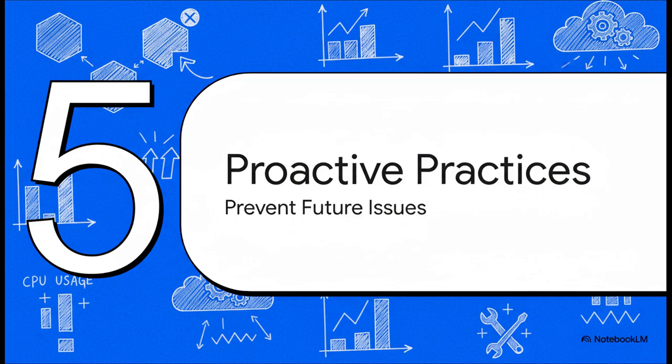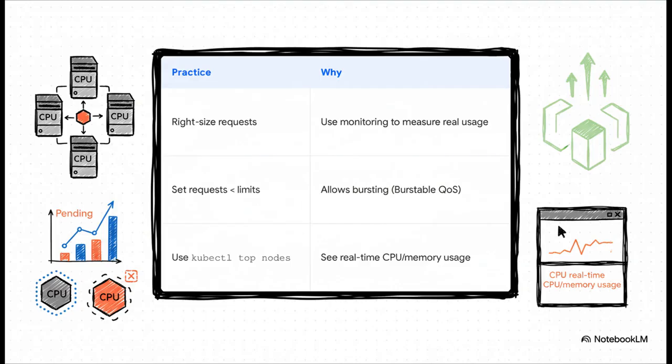Okay, so we know how to react when this happens. But what's even better, preventing it from happening in the first place. If you can get into a few good habits, you'll save yourself a ton of debugging time down the road. So what are these good habits? Well, first and most importantly, always try to right-size your requests. Use monitoring tools to see what your app actually uses in the real world, not what you guess it needs.